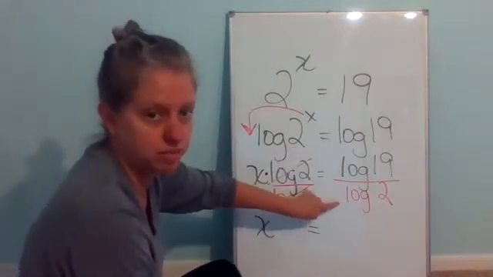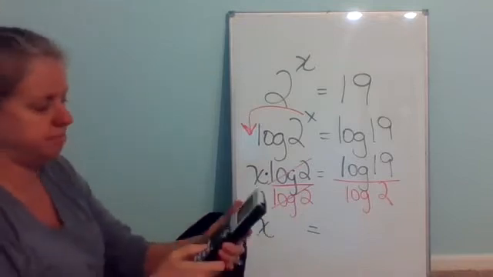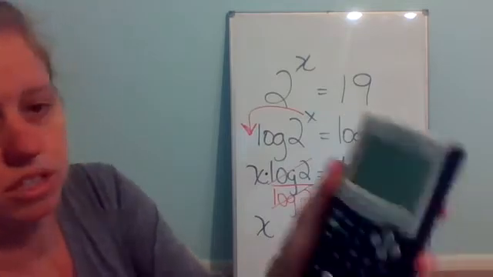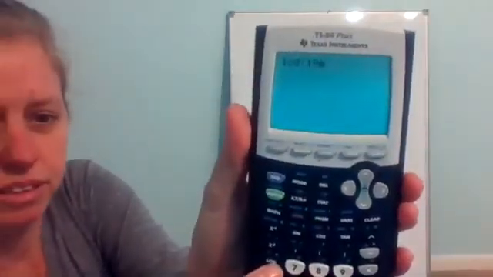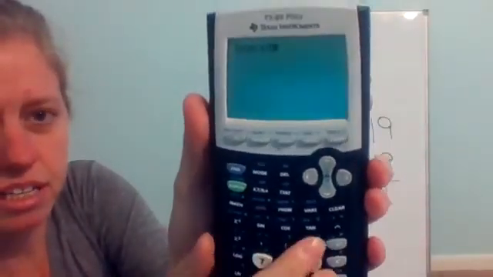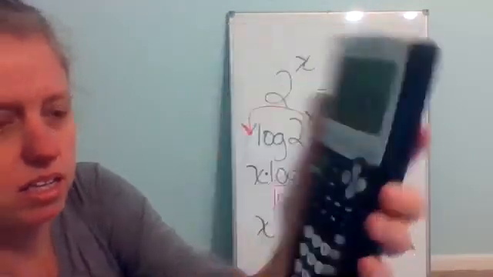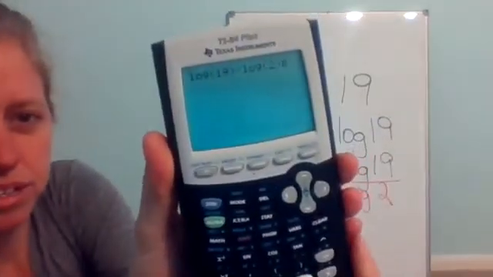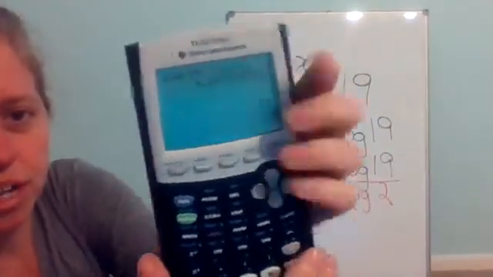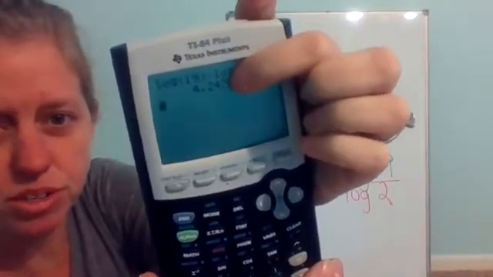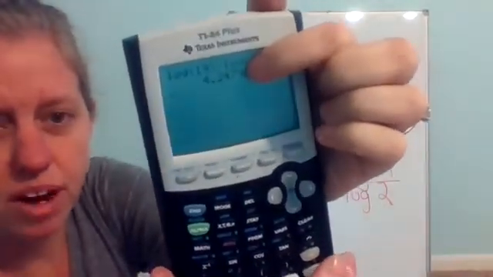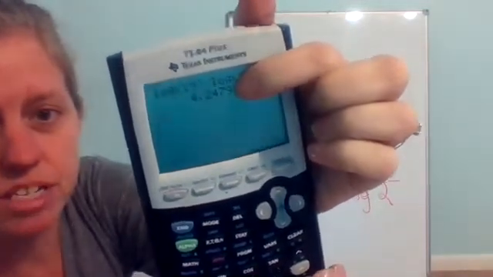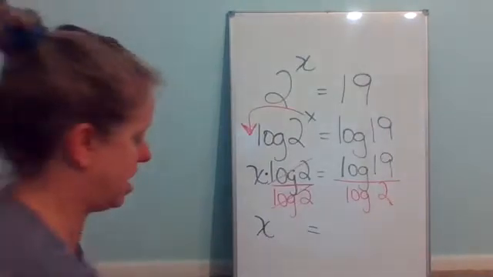This is calculator work. So log 19. So just the log button. 19, close, divided by log 2, close. Enter, round it to 4 decimals. So 1, 2, 3, 4. When I go after the 9, it's a 2, which means I don't need to round the 9 up. So just 4.2479.